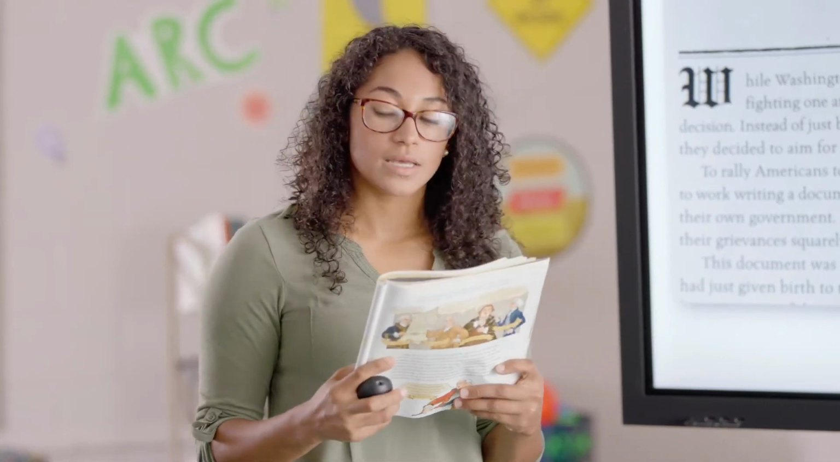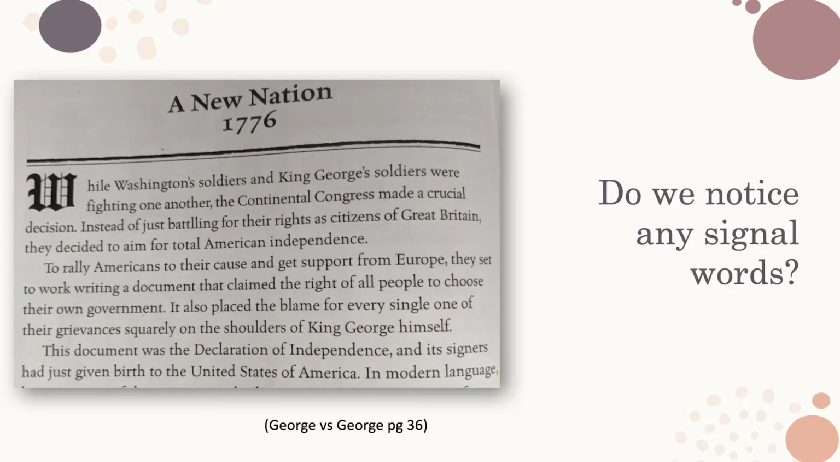A New Nation, 1776. While Washington's soldiers and King George's soldiers were fighting one another, the Continental Congress made a crucial decision. Instead of just battling for their rights as citizens of Great Britain, they decided to aim for total American independence. To rally Americans to their cause and get support from Europe, they set to work writing a document that claimed the right of all people to choose their own government. It also placed the blame for every single one of their grievances squarely on the shoulders of King George himself.